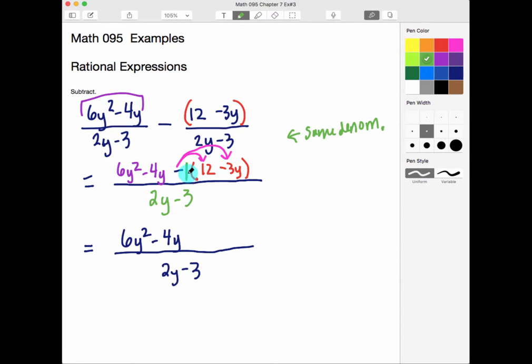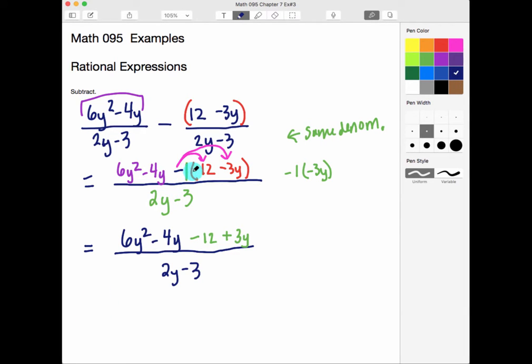So if I keep that negative 1 there, I'll think of this as negative 1 times 12, which is now negative 12, and then negative 1 times a negative 3y. A negative times a negative makes a positive, and then 1 times 3y is just a plus 3y. So I'm working my way to simplify this expression.